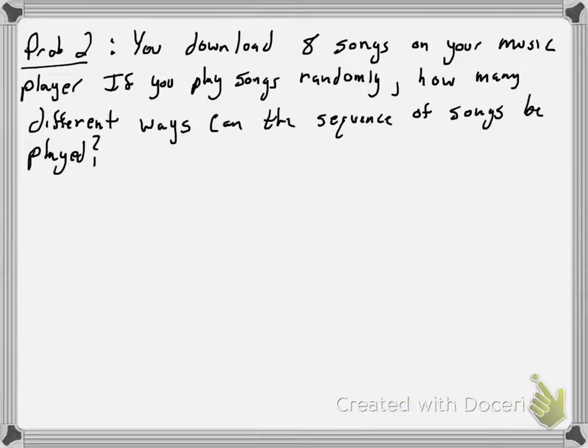Problem 2, you download 8 songs on your music player. If you play songs randomly, how many different ways can the sequence of songs be played? Well, it's using the same thing we just talked about, that fundamental counting principle, but now we're talking about 8 songs total. Now I can go 8 times 7 times 6 times 5 times 4 if I want to, but there's this thing in our calculator called a factorial, which is an exclamation point, and that's the easier way of doing it.